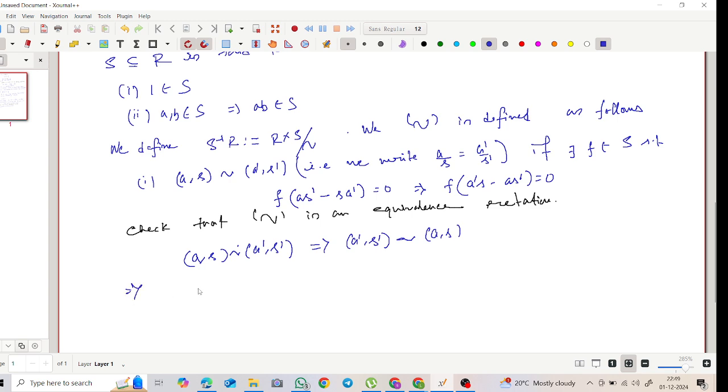And also you have one into AS minus AS is 0, right? Also, thus this implies, I mean I want to say this actually, (A, S) is related to (A, S), right? One is in S na.